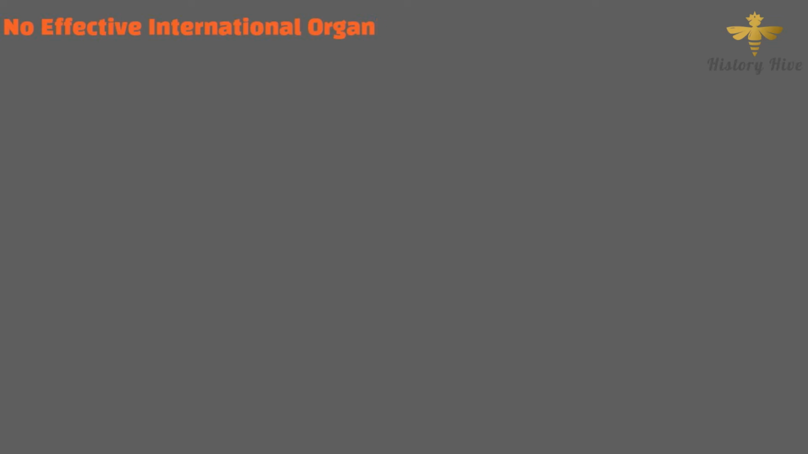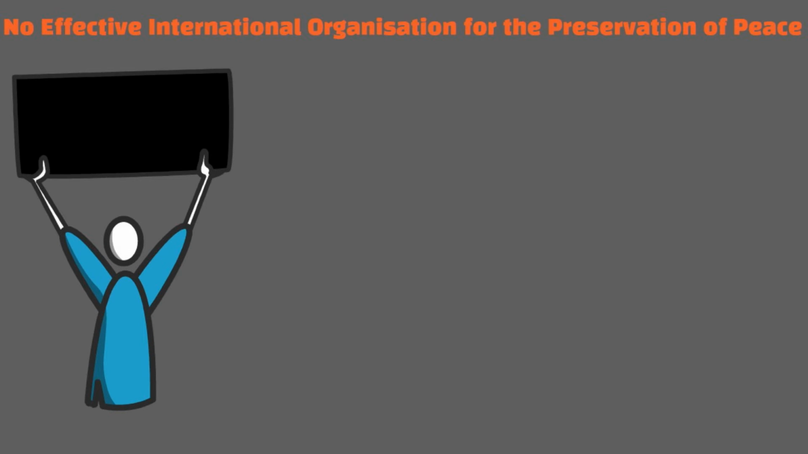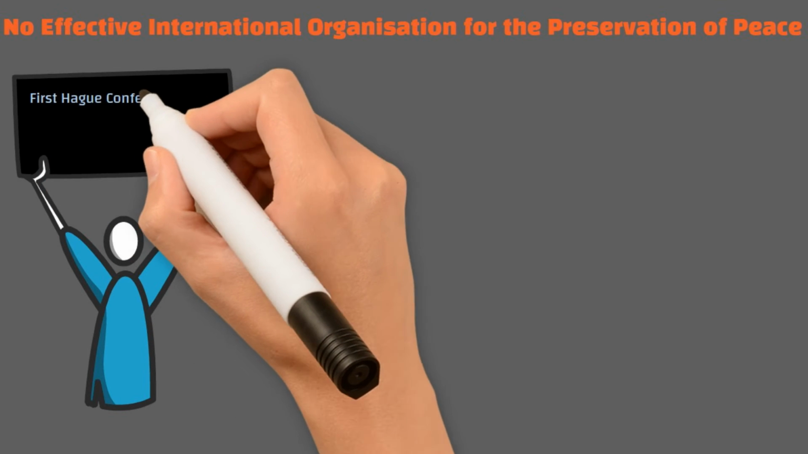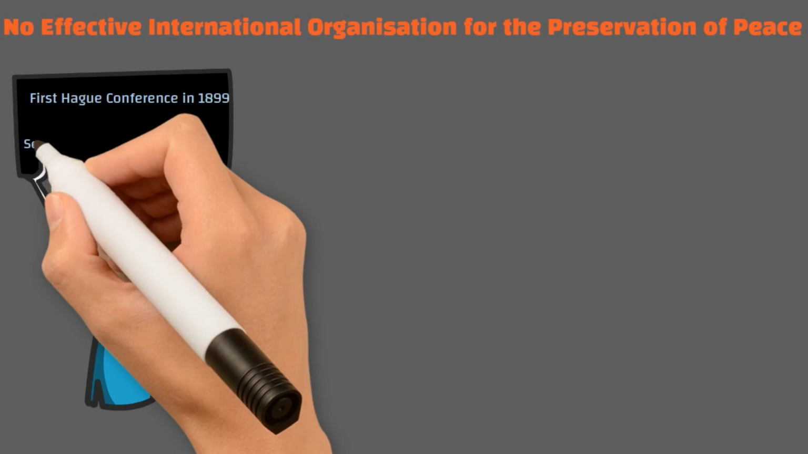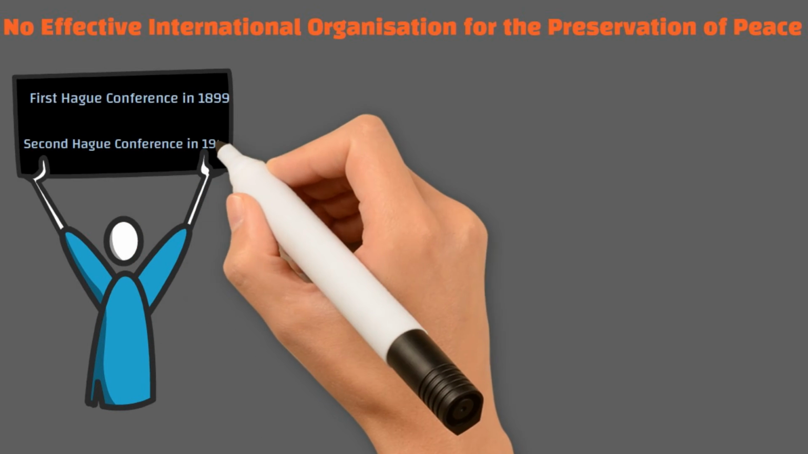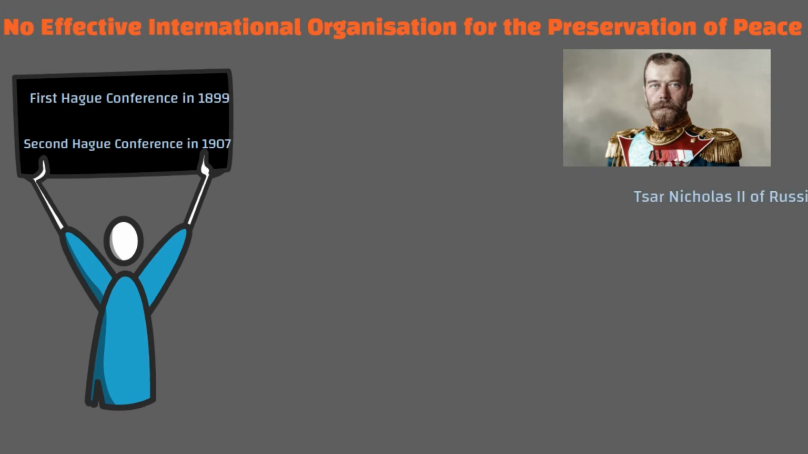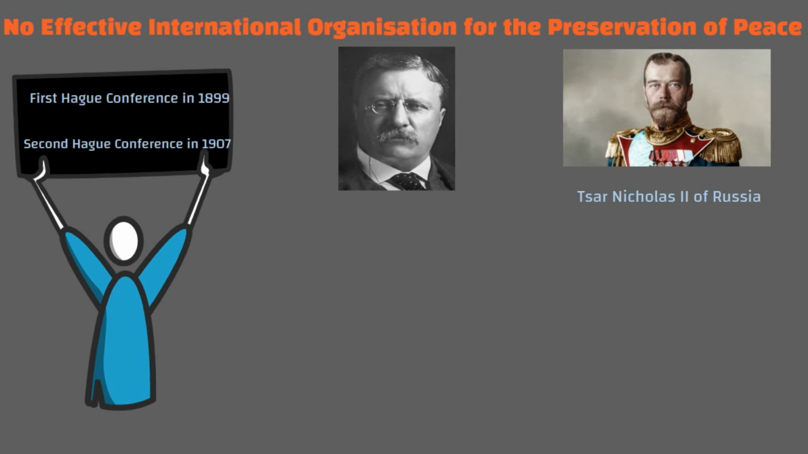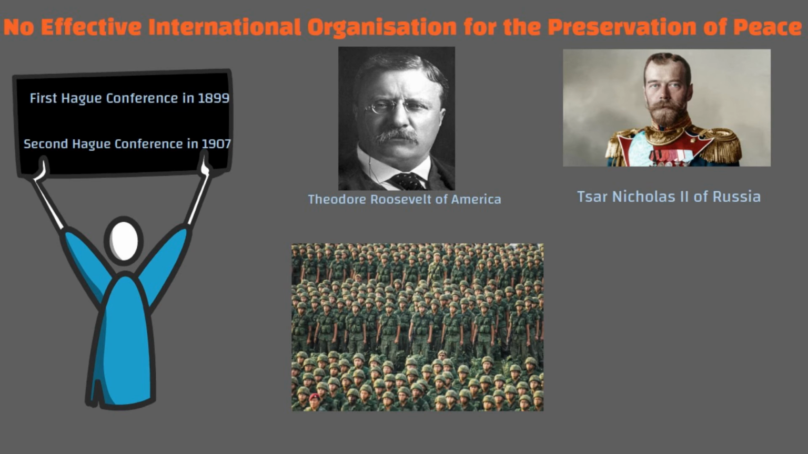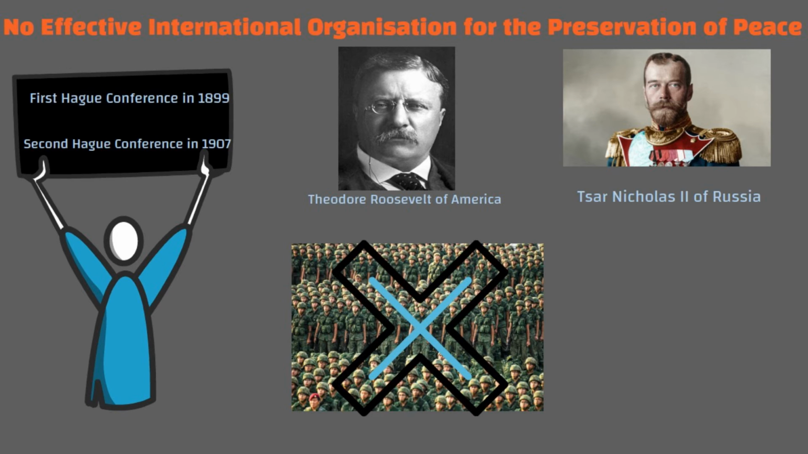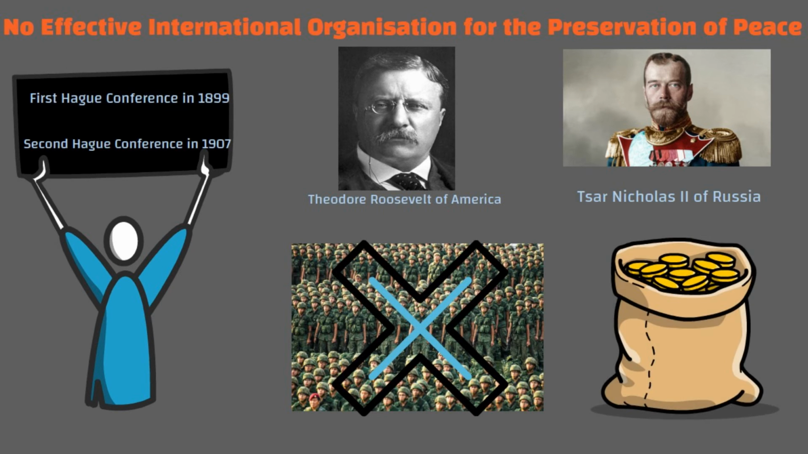There was no effective or official machinery to enforce common laws amongst the nations. The first and the second Hague conferences were futile attempts to make everyone come to an agreement for limitation of armaments. The first conference met in 1899 at the invitation of Tsar Nicholas II of Russia, and the second conference met at Hague in 1907 under the advice of Theodore Roosevelt of America. There were two objectives of these conferences: one, control over the armies, and two, control over the expenditure for war budgets. Both failed.